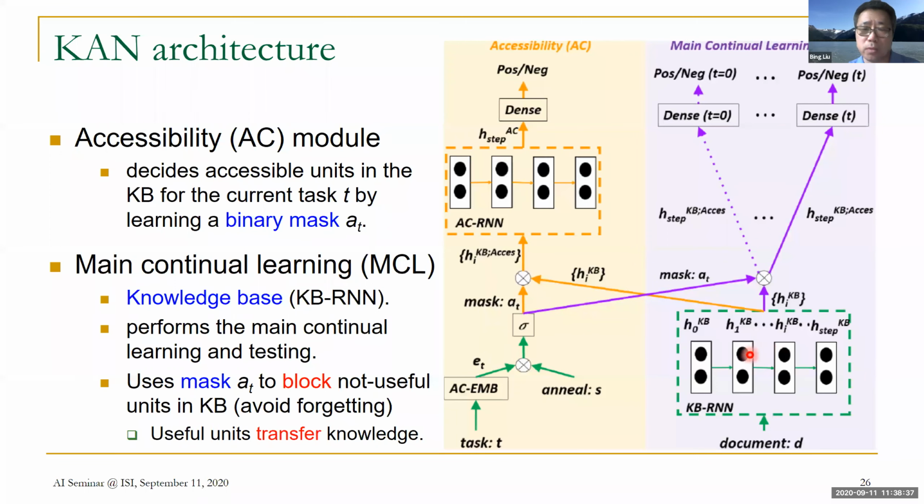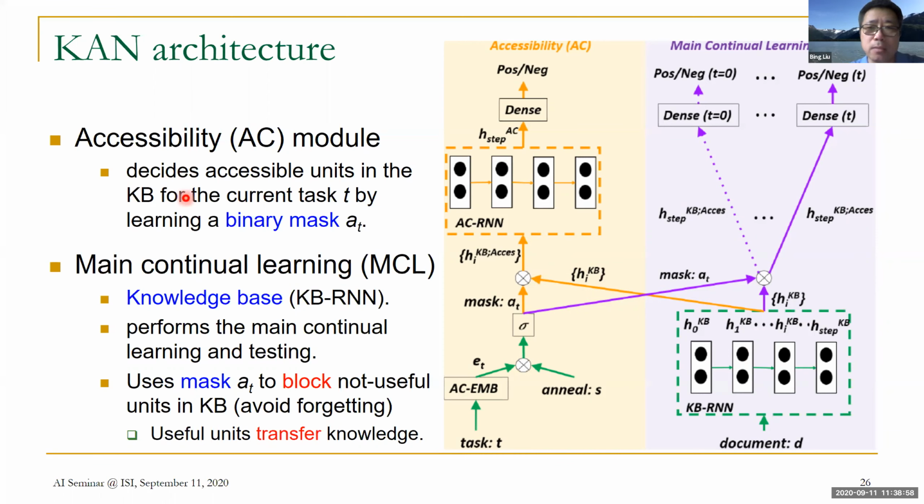Okay, you have the knowledge base, which is basically what was learned in the past. And then we want to figure out which things we should be using, and which things we should be blocking, because you don't want to make the past task go bad. Okay, go back. So that's called the accessibility mask.